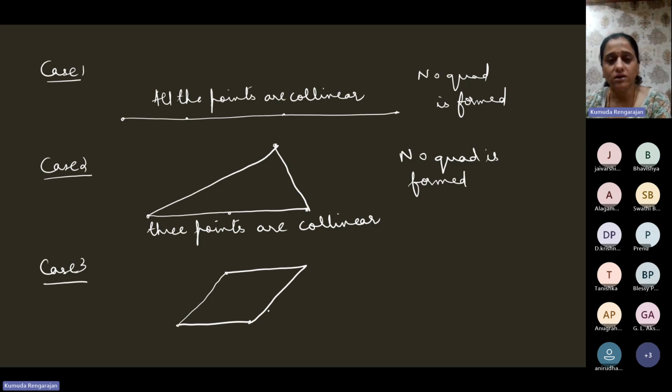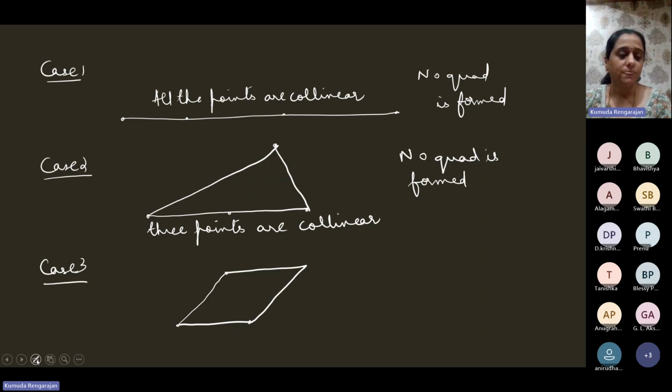So for a quadrilateral, it's not enough if you have 4 points. A quadrilateral is formed by 4 points in a plane of which no 3 points must be collinear. Of the 4 points, if any 3 points are collinear, no quadrilateral is formed. No 3 points should be collinear.